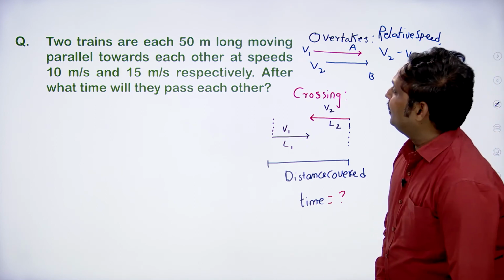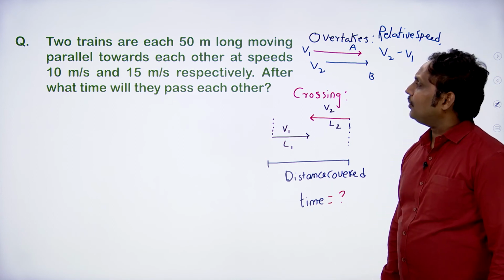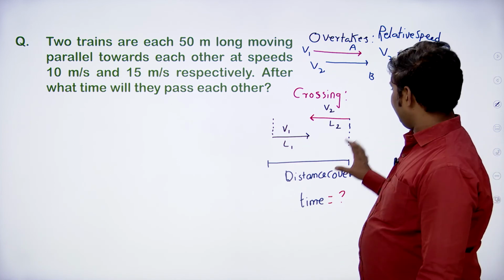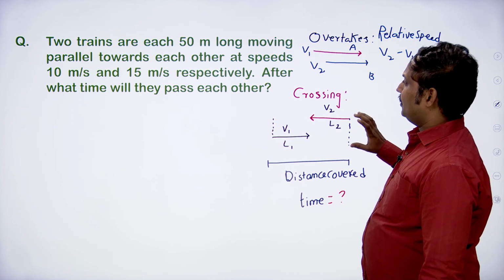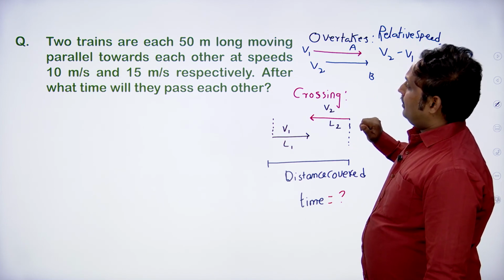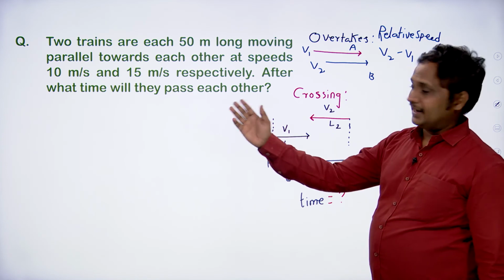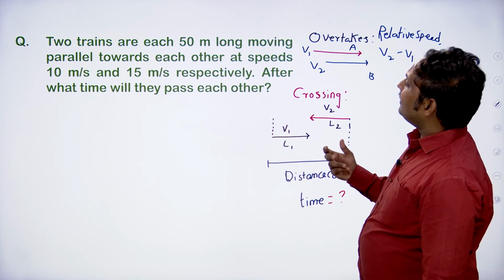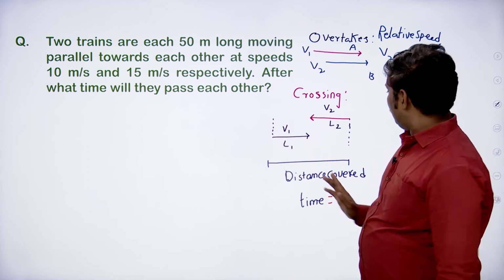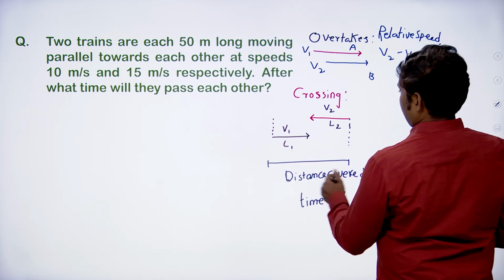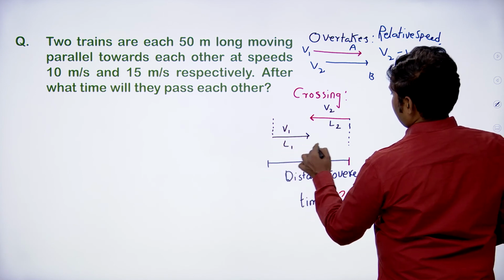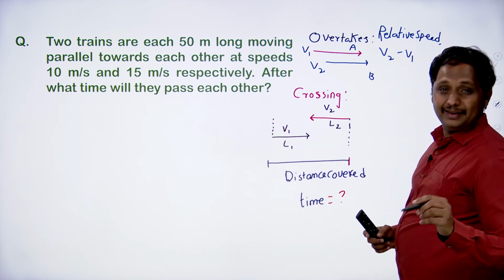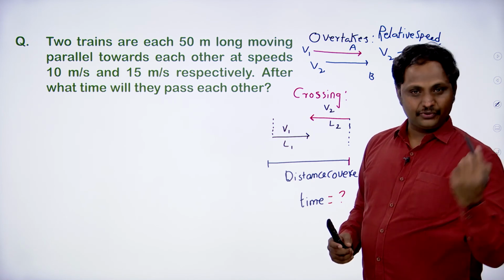Let us see the problem what they have given. Two trains are each 50 meter long, moving parallel towards each other. I think this is the case we would like to consider, right, towards each other at speeds 10 meter per second and 15 meter per second respectively. After what time they will pass each other? Yeah, we would like to go for this one. It is going to be moving in this direction, it is going to be moving in this direction. They will pass each other at an instant of time.